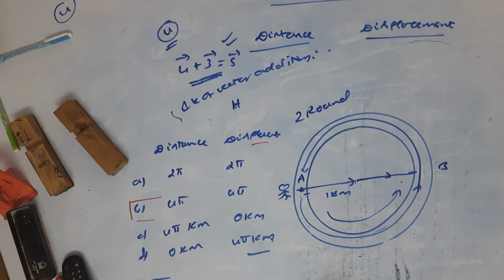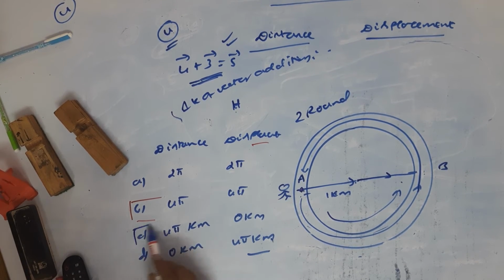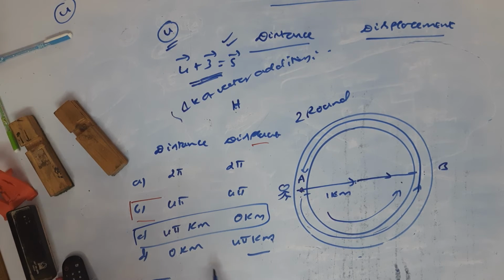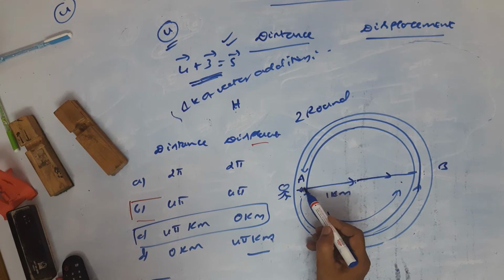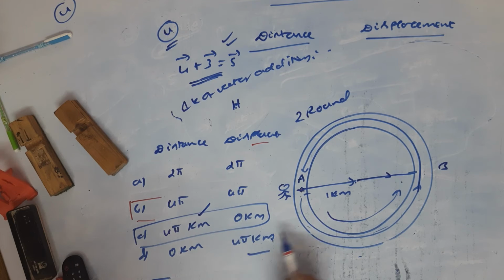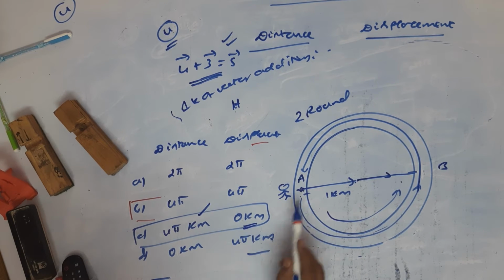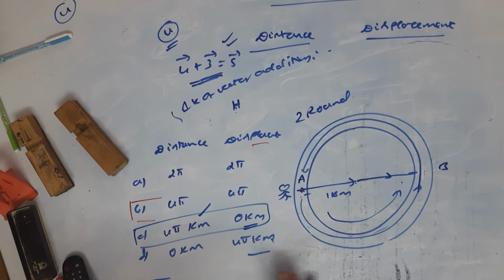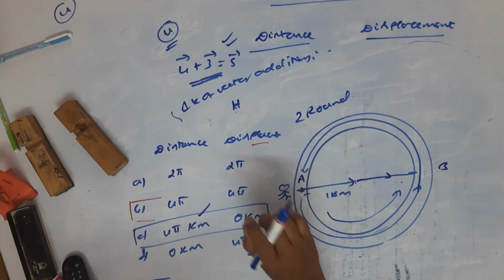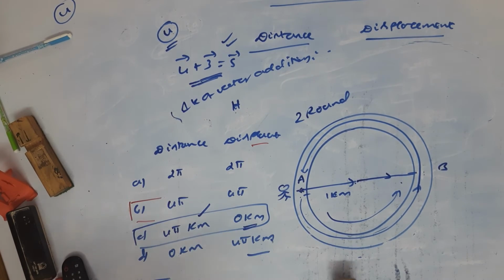Yeah, super. Okay. So therefore, please remember, this is the important difference between displacement and distance. For 2 rounds, observe. 2 pi kilometer plus 2 pi kilometer, 4 pi kilometer is the distance. But after 2 rounds, you are coming to the same position, so the displacement is equal to 0. There is an important difference between distance and displacement. Okay, so basic concepts today I am teaching.